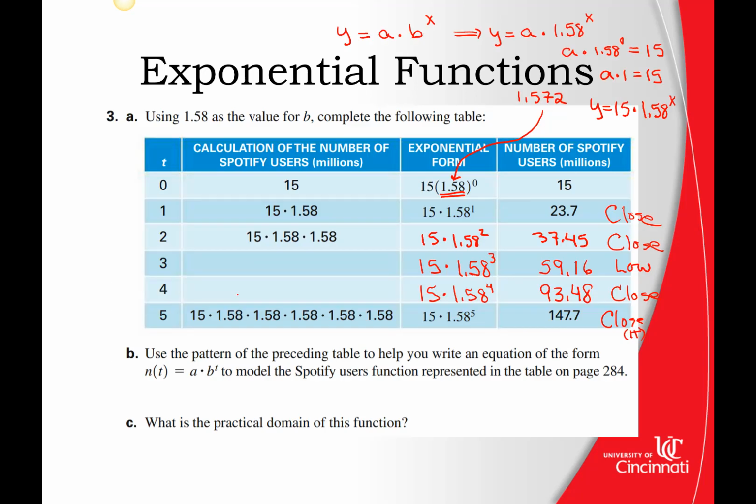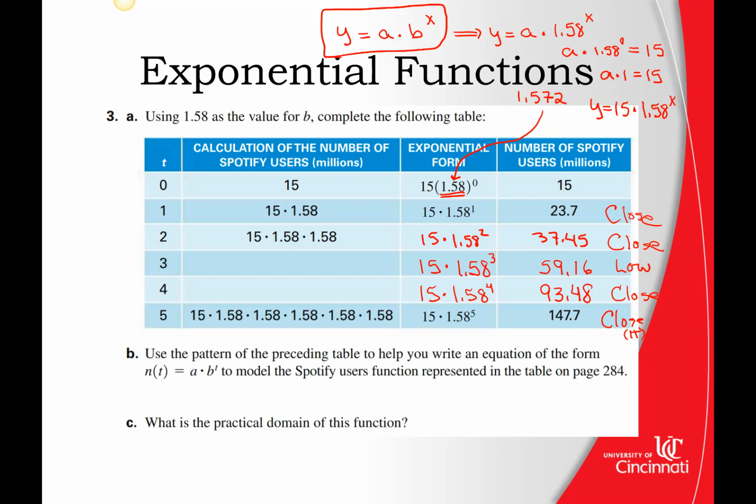Then the model is A times B to the X. We've learned how to figure out the B value by doing those ratios. To get the A value, you just plug in one of your data points.